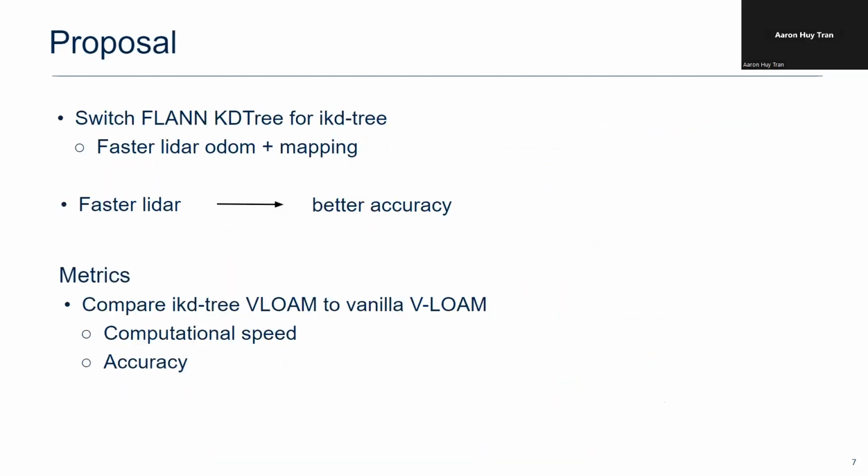So our proposal then is to just replace the FLANN KD-Tree that's in V-LOAM right now with the ikd-Tree. This should lead to faster LiDAR odometry and mapping, which are the parts that implement the FLANN KD-Tree. We're hoping that the faster LiDAR will lead to better accuracy, since it'll be correcting for the visual drift more often.